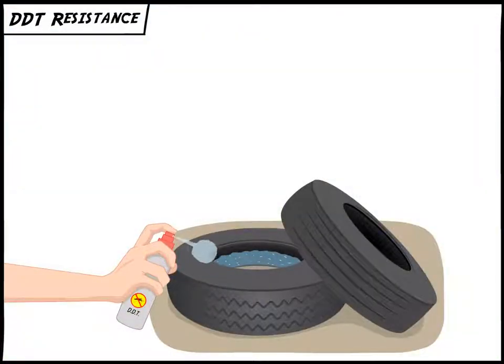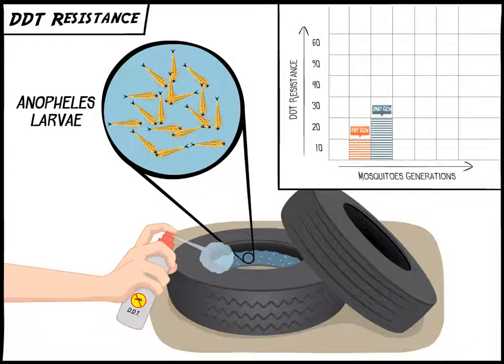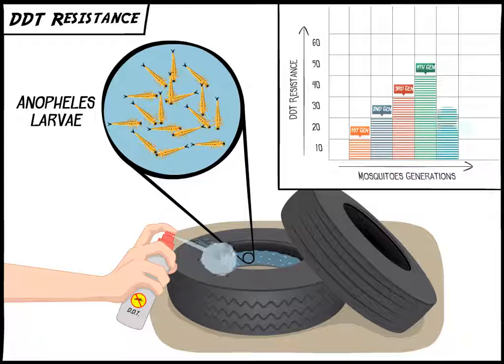DDT-resistant mosquitoes. To eradicate malaria, the Anopheles larvae were killed by DDT. As in the graph above, soon the mosquitoes developed DDT resistance, starting as mutants, and the population of such mosquitoes again, through the action of natural selection, have appeared.